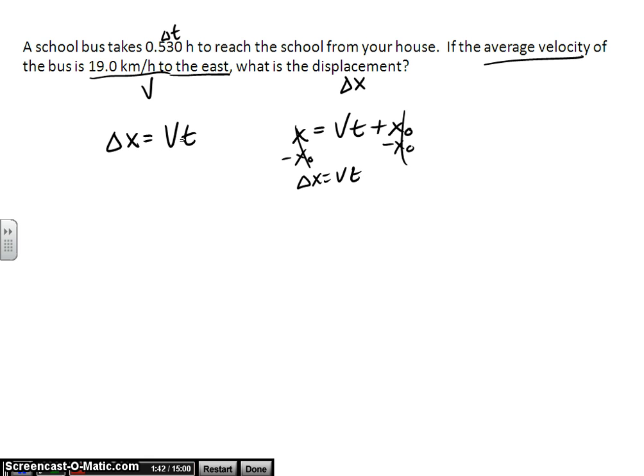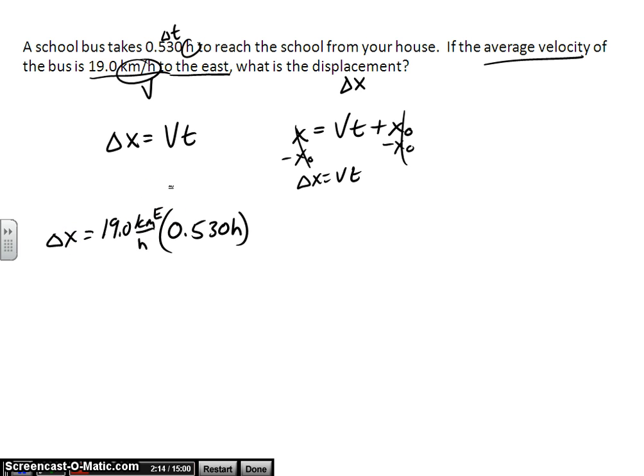So let's plug in what we know. Let's make sure all of our units work. Looks like I have kilometers and hours. That matches up. So I'll put in my time, 0.530 hours. I do know my velocity is 19.0 kilometers per hour. I don't know my displacement. Remember that kilometers per hour is to the east.